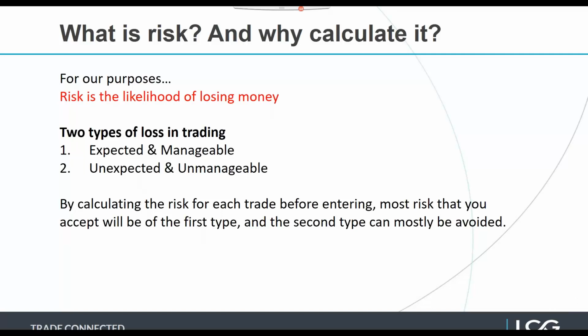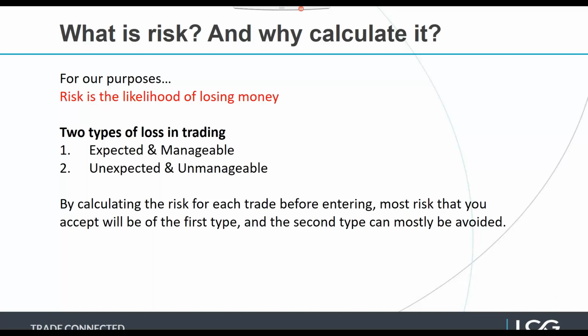So what is risk and why calculate it? For our purposes, risk is the likelihood of losing money, right? So we all do understand it on some level that trading obviously is a game in which you can lose money as well as make money, but it takes a certain amount of getting your head around it. So the way I would categorize the kinds of loss you can deal with in trading is, number 1, the expected and manageable loss. That one we like. Number 2, the unexpected and unmanageable. That one we don't like.